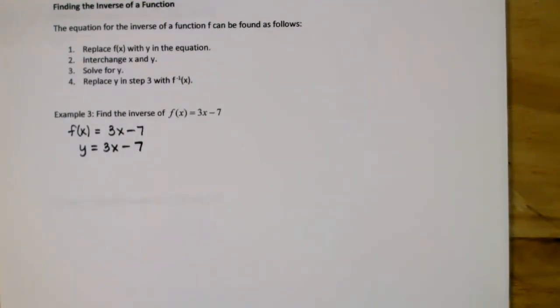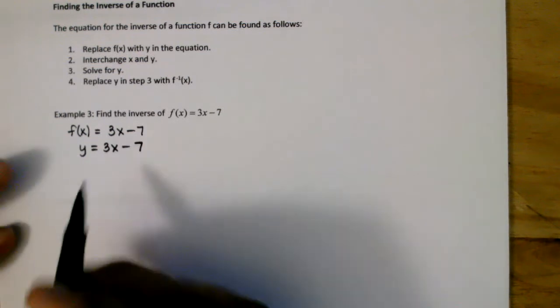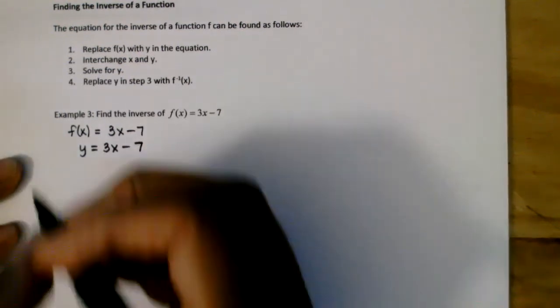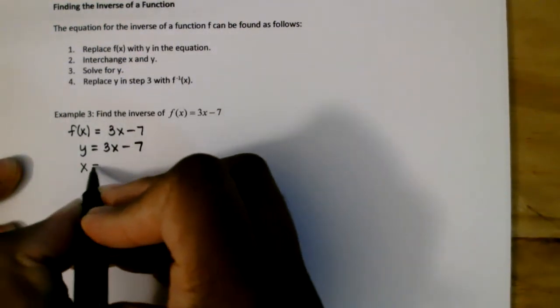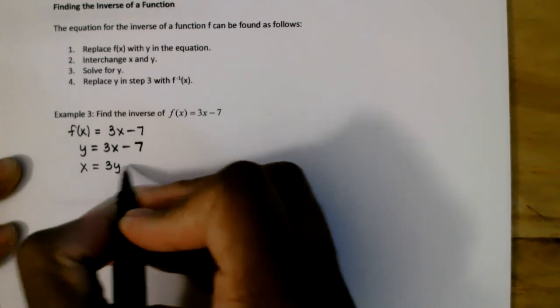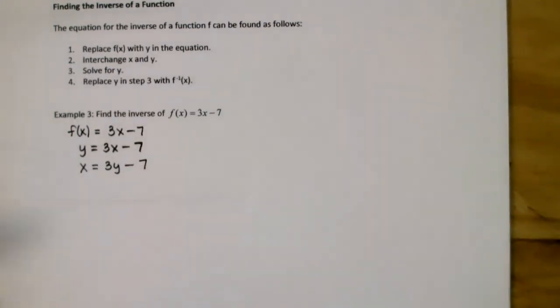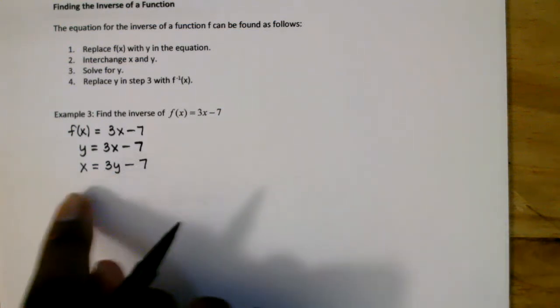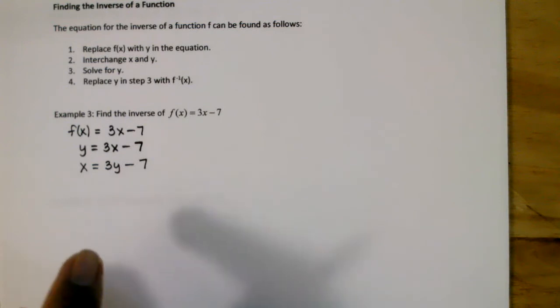And then the next step, step number two, interchange x and y. So in other words, this y becomes x, and the x becomes y. So I got x equals 3y minus 7. The next step would be to solve for y. So I need to solve this equation for y. I need to get y by itself.